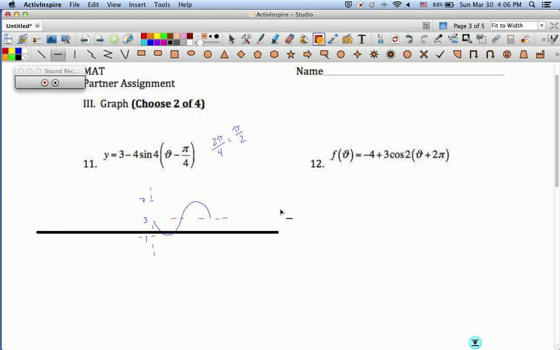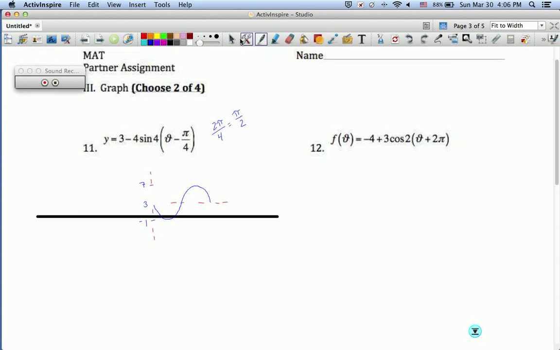There we go. That looks like a good spot for it. There's my theta axes. We move to the right pi over 4, so this is now going to be labeled pi over 4. The period is pi over 2, common denominator, 2 pi over 4, right? So that puts this at 3 pi over 4, which means my middle value is pi over 2, 2 pi over 4, which is pi over 2.